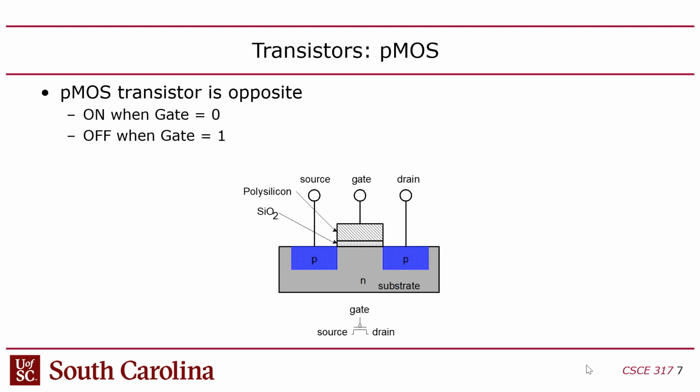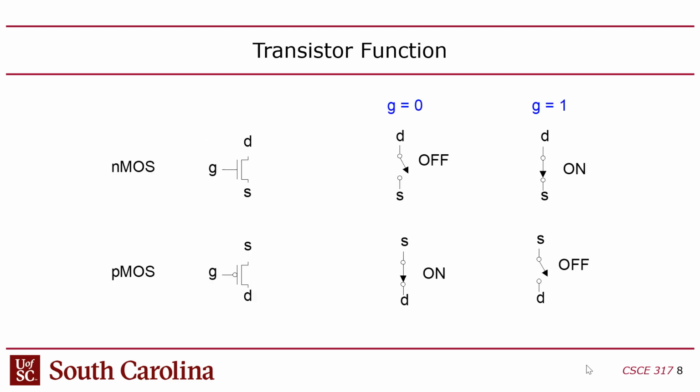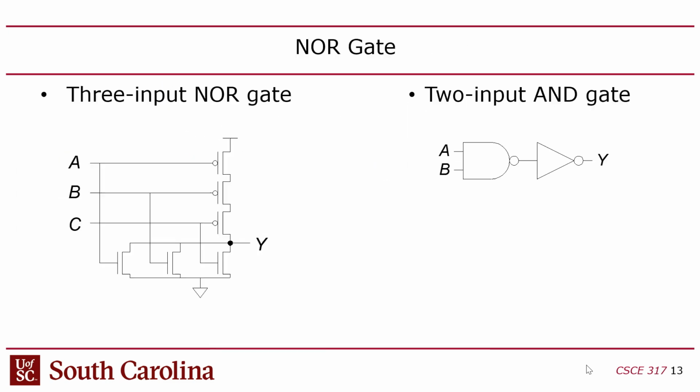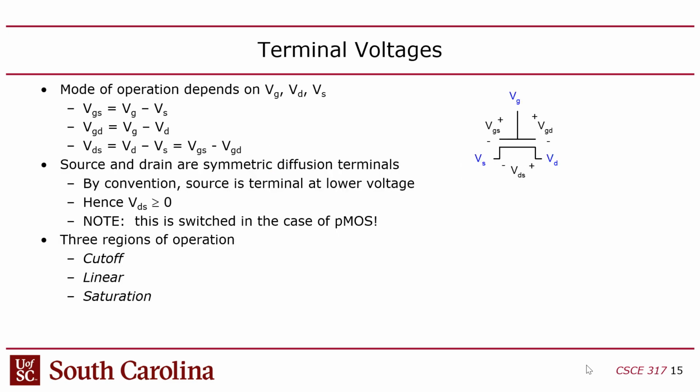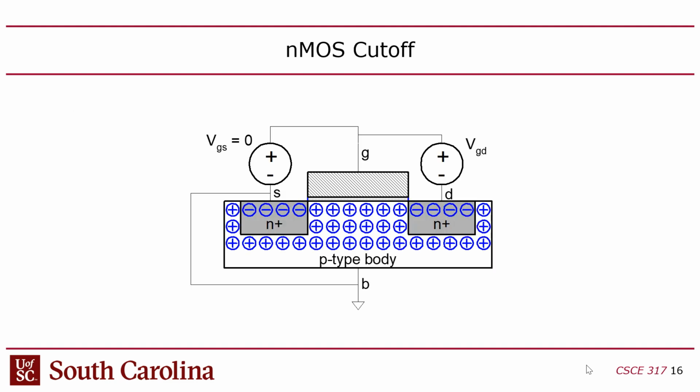If I put a 0 in here and the source is at VDD, I'm actually putting negative VDD on this gate, right? Which is lower than the threshold voltage, and that's what will turn on the transistor. Does that make sense? Okay, so the point here is that it's the gate source voltage that you use to determine whether the transistor is on or not.